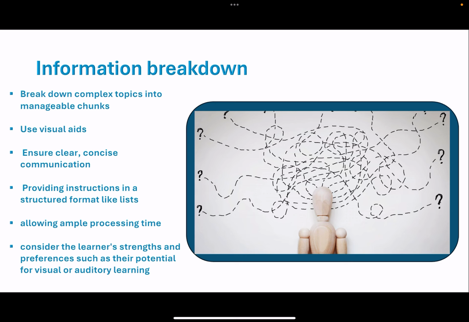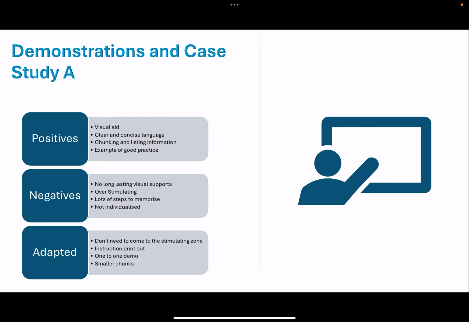Also, it's important to consider the learner's strengths and preferences, such as their potential for visual or auditory learning, and their focus on details. As a trainee art teacher, I have learned about the benefits of demonstrating technical skills to students, and so my practical lessons often include a demonstration where the students come to the front and watch me go through an artistic process from beginning to end. Whilst this is enough for most students to understand the task and then go back to their desk and execute what I showed them, some students really struggle with the sensory overload of trying to concentrate with the whole class stood around a small table, and also struggle to retain all the verbal steps given in the demonstration.